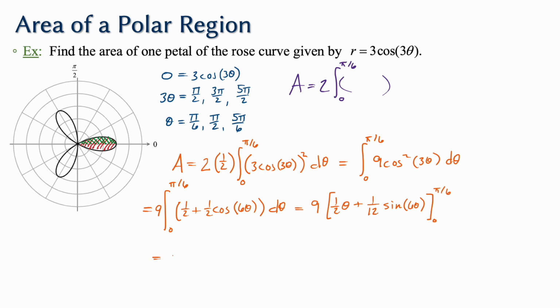So let's go ahead and plug that in. If I plug in pi over 6, that's going to give me obviously pi over 6 divided by 2, which is pi over 12, in my first quantity here. Now, if I plug pi over 6 into the other one, that's going to give me sine of pi, and that's just 0. So this is plus 0. And then, of course, plugging 0 into both of those gives me 0. So this actually works out pretty nice. So this is basically 9 pi over 12, or if I simplify it, 3 pi over 4.